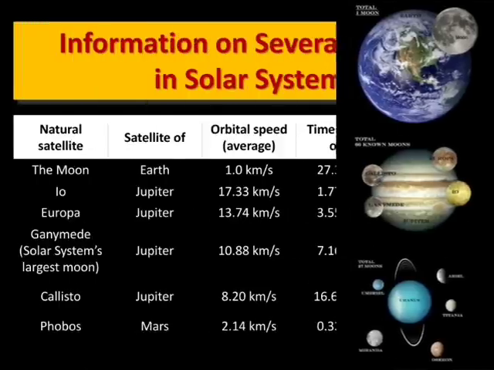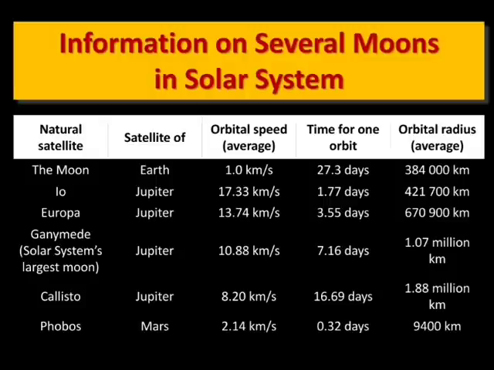This is the information on several moons in the solar system. The information about the orbital speed, time for one orbit, and orbital radius.